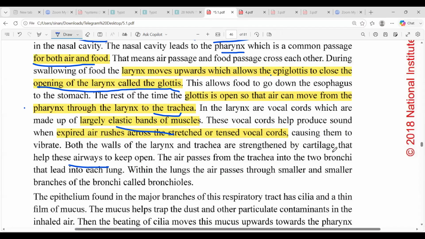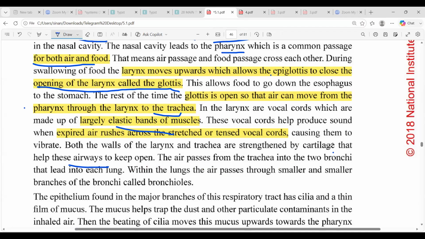Okay. These vocal cords consist of large elastic bands. Vocal cords help to produce sound when expired air rushes across the stretched or tensed vocal cords, causing them to what? Vibrate.